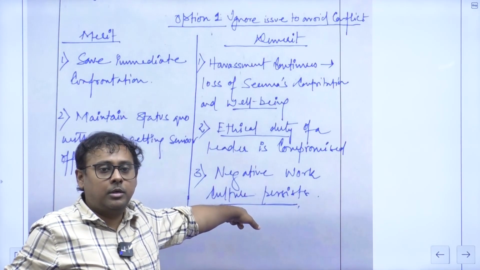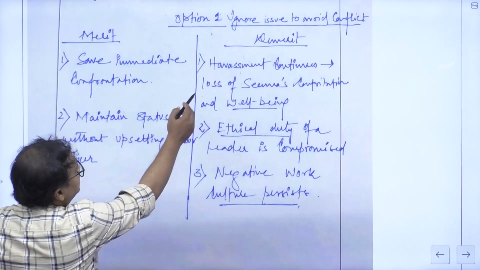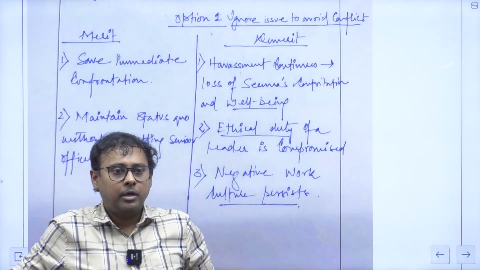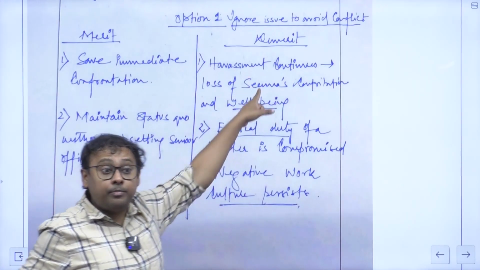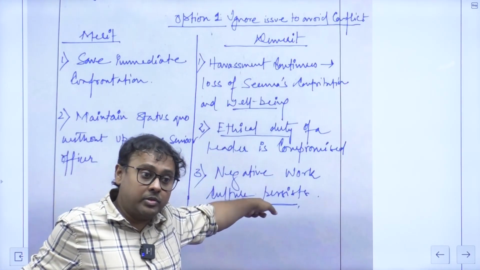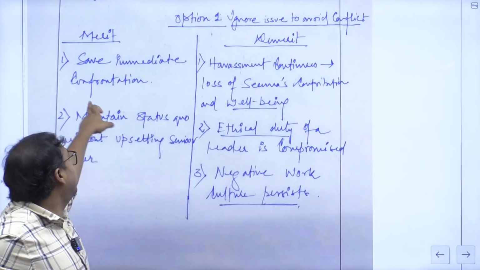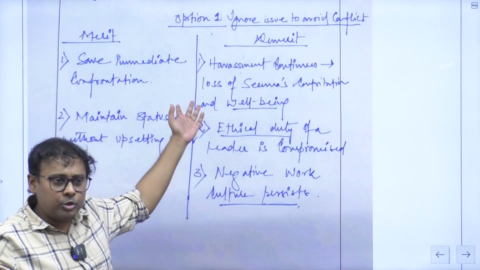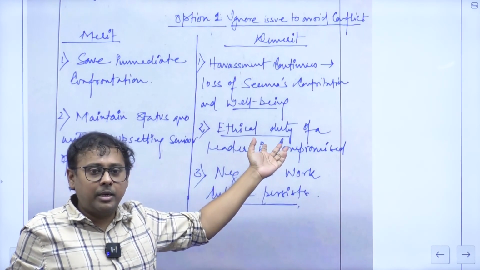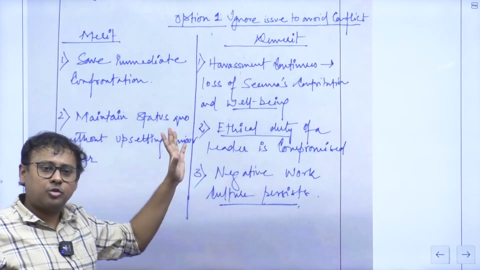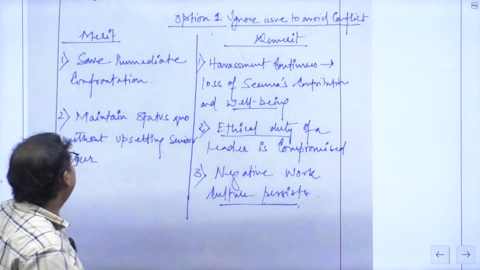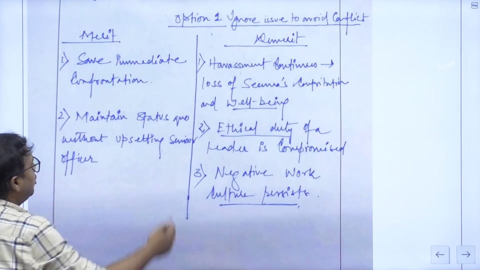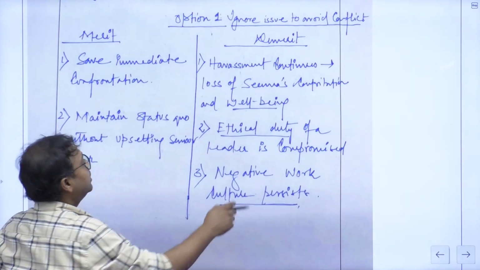ठीक है? So first option is ignore issue to avoid conflict, जो 90% of the cases में होता है. Now this is not generic. This is important because in most of the organizations this happens, कि 90% of the people or management will ignore. अरे अभी कुछ ही दिन बाकी है सीनियर रिटायरमेंट के, ठीक है, 6 months, छोड़ो, इग्नोर करते हैं. तो उसमें इशू क्या है कि मेरिट, what is this, save immediate confrontation and maintain status quo without upsetting senior officer. But what is the problem?